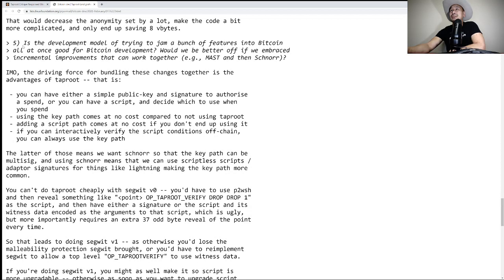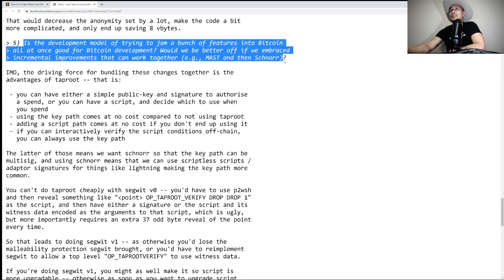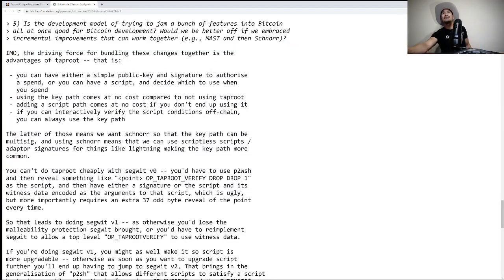Is the development model of trying to jam a bunch of features into Bitcoin all at once good for Bitcoin development? Would we be better off if we embraced incremental improvements that can work together, MAST and then Schnorr? In my opinion, the driving force for bundling these changes together is the advantage of Taproot. That is, you can have either a simple public key and signature to authorize the spend, or you can have a script and decide which to use to spend. Using the key path comes at no cost compared to not using Taproot. Adding a script path comes at no cost if you don't end up using it.